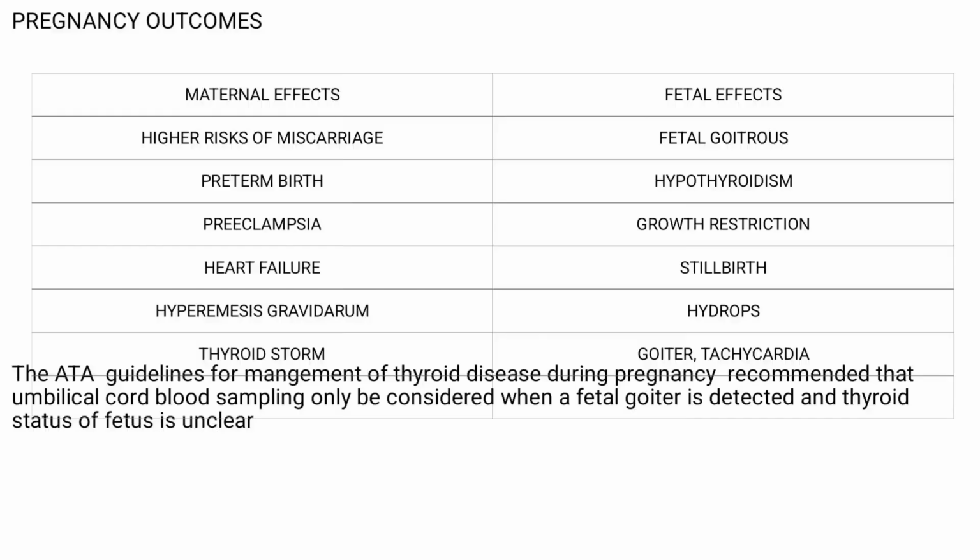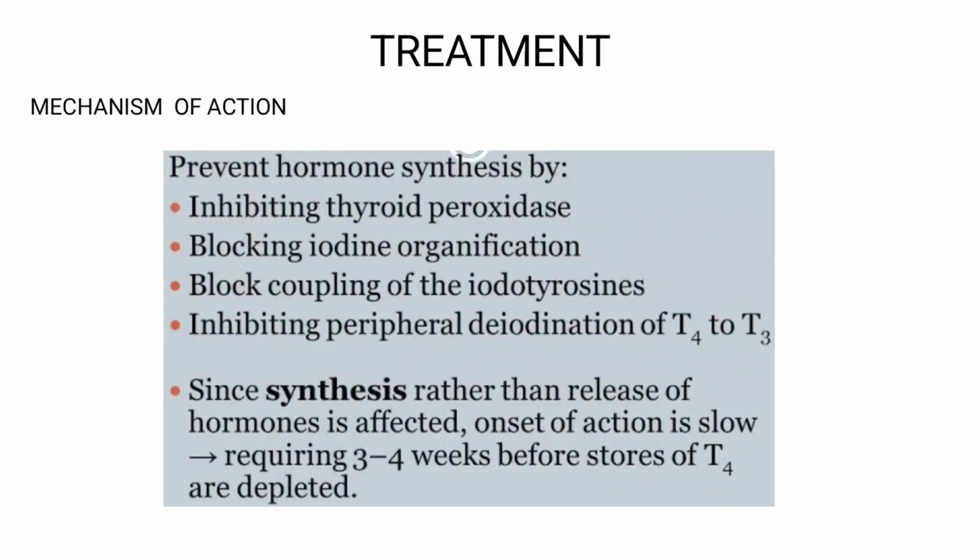So the ATA guidelines tell that umbilical cord sampling should only be considered when the fetal goiter is detected and the thyroid status of the fetus is unclear. So if there is a fetus with suspected hyperthyroidism, ATA suggests that we should measure the serum thyroid levels in the umbilical cord sample for the suspected case of fetal goiter. Now what is the treatment of hyperthyroidism?